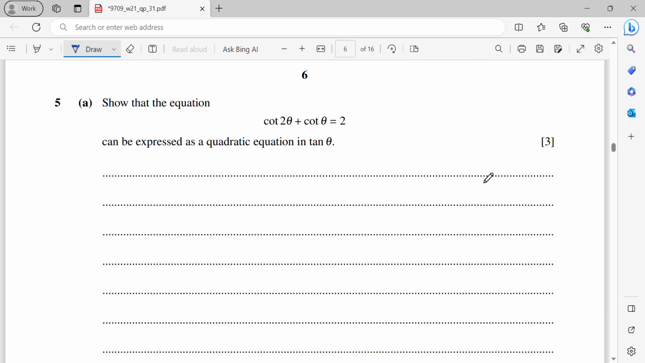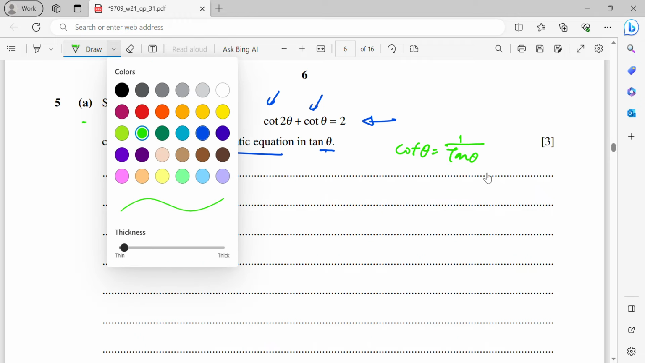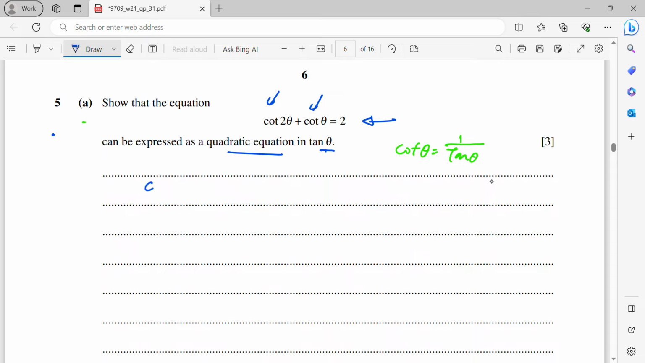Okay, now the next question is number 5. Show that the equation can be expressed as a quadratic equation in tangent theta. So when you see tangent theta, it means that you must change the cot, cotangent, to tangent theta. So for your information, cotangent theta is 1 over tangent theta. Alright, so same goes to cot 2 theta. So I will write cot 2 theta plus cot theta equals 2. So it will be 1 over tangent 2 theta plus 1 over tangent theta equals 2.